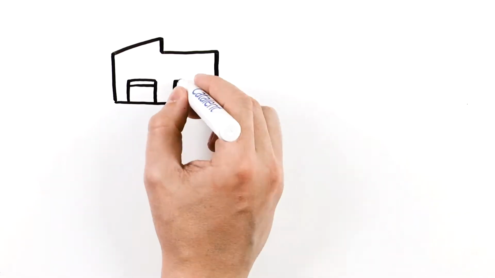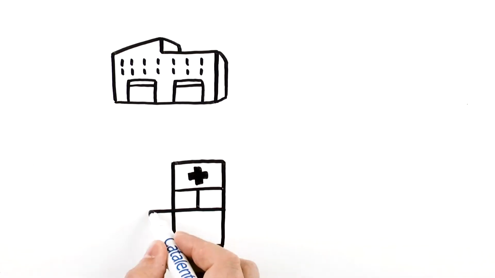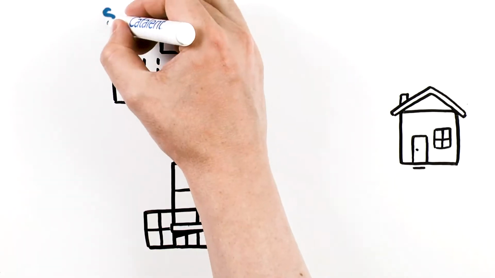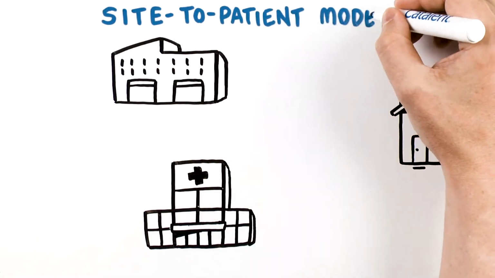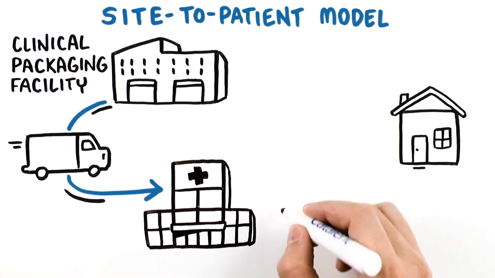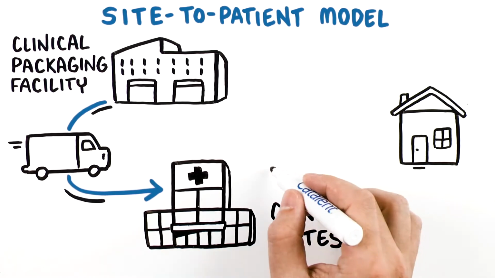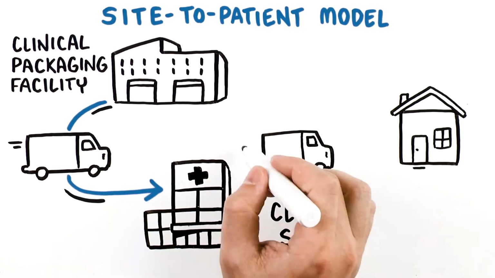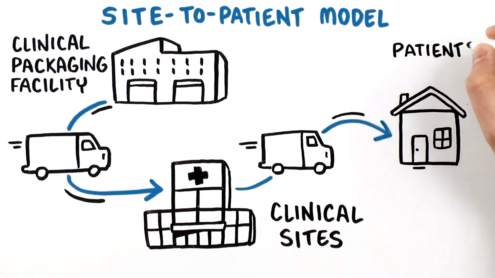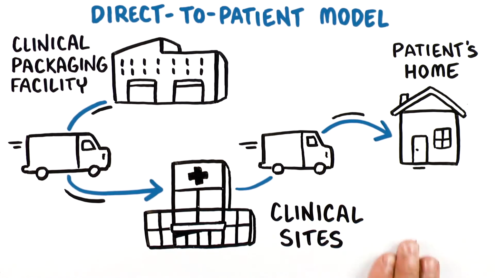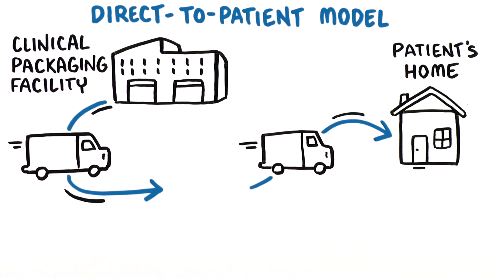There are two distinct approaches to direct-to-patient distribution of clinical supplies. The first and most commonly used approach is the STP, or site-to-patient model. In this model, clinical supplies are first sent to the clinical site and held in inventory until needed. The clinical site is responsible for releasing the supplies and arranging for courier pickup and delivery of supplies to the patient's home. The second approach is called DTP, and is a true direct-to-patient model that bypasses the clinical site altogether.